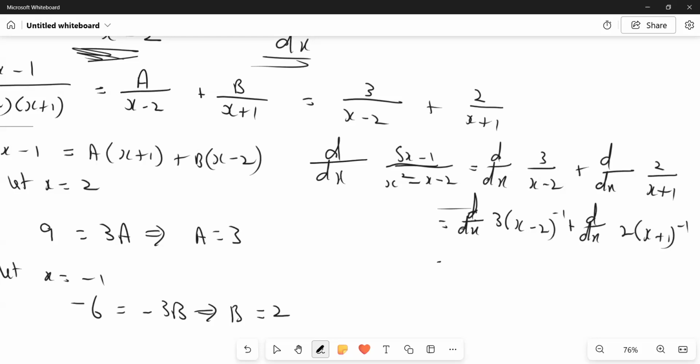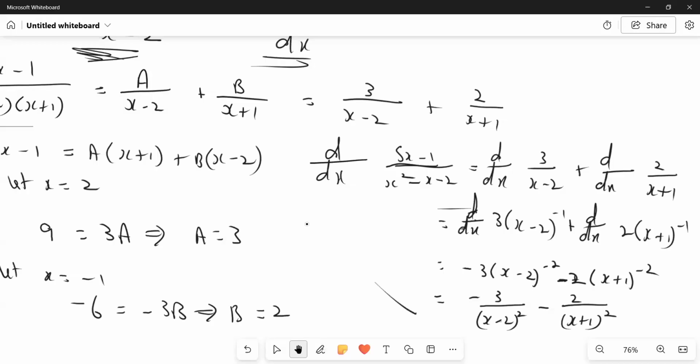And now we can differentiate. We can watch it and see. Take this minus 1, bring it to the front, so you get minus 3. Never trouble what's in the bracket. Minus 1 from the power. Plus, bring this minus 1 to the front, multiply, so this will change to minus 2 bracket x plus 1 to the minus 2, right? And you end up with minus 3 over x minus 2 squared, minus 2 over x plus 1 squared. And that's your answer there.